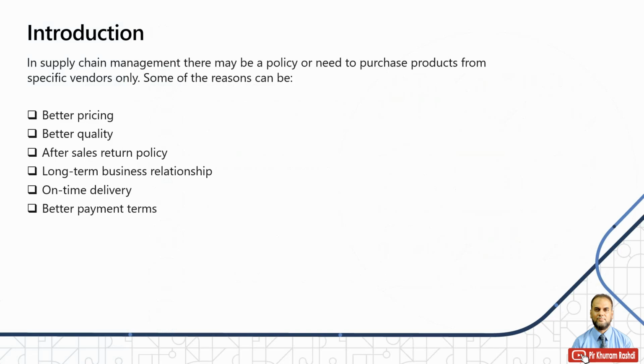Also better payment terms. Of course any company wants its cash flow to be in a better position. For that they want payments to be, for example, 45 days or 60 days, because it is better to pay later than early. If you pay early, your cash flow will definitely be affected. So if vendors are providing better payment terms, or if you pay sometimes early and they give you cash discounts, this is also one of the factors.